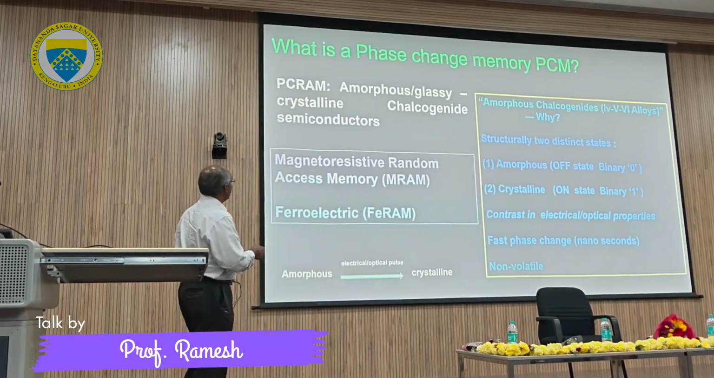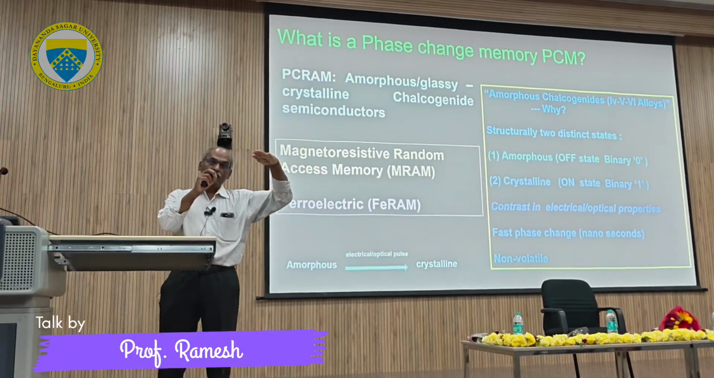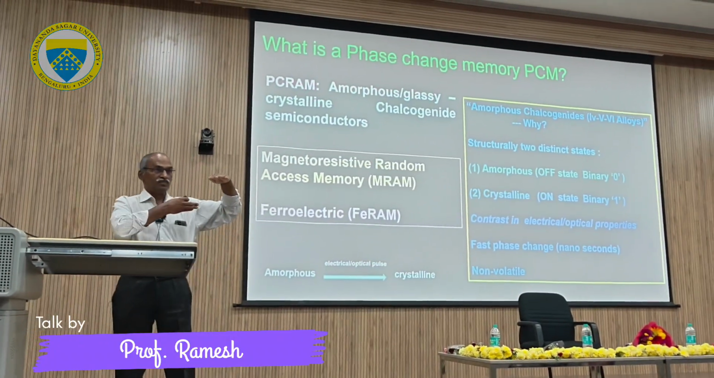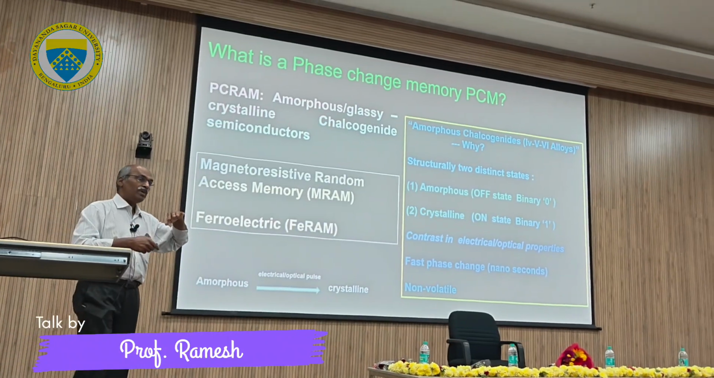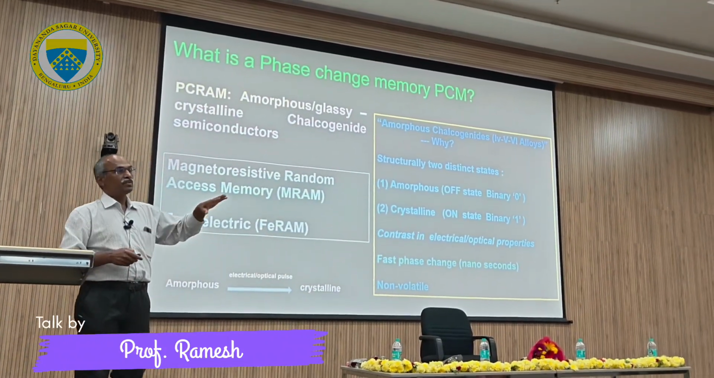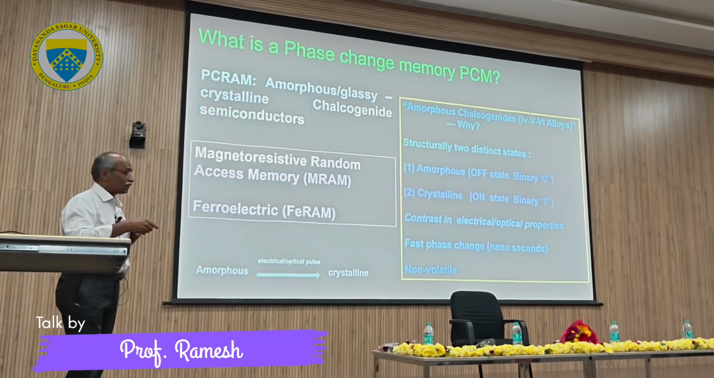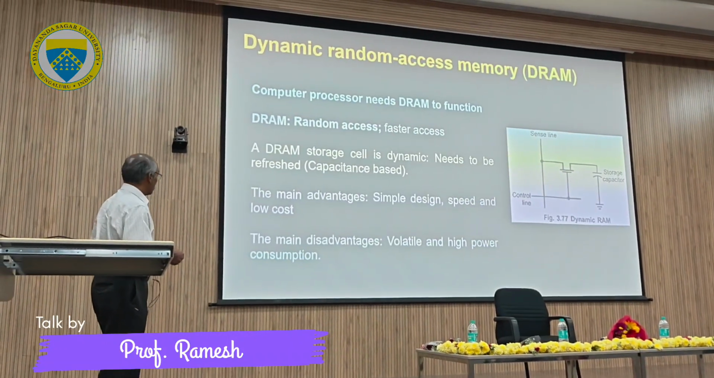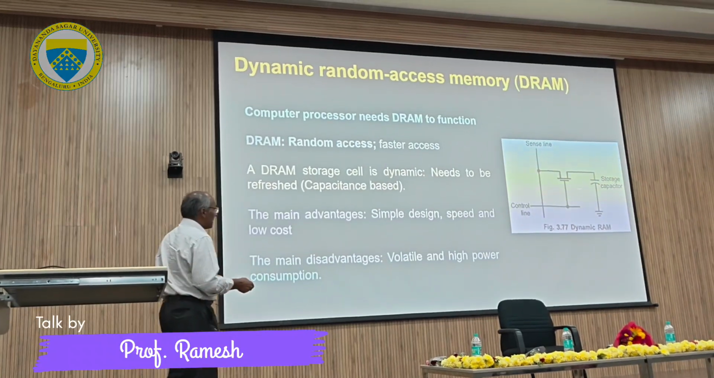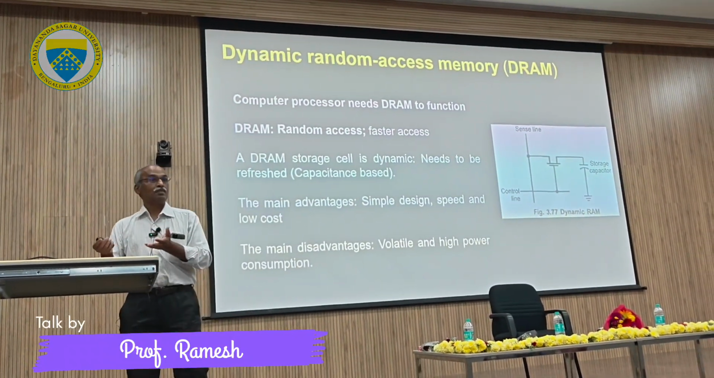So what is the phase change? As we said, you have an amorphous state, you give some optical pulse. CDs and DVDs are all that kind. Now we are looking for electrical memory, right? You give an electrical pulse, you can change the state from amorphous to the crystalline state, right? So that's what we are doing. So why do we have to worry about that? Because this is random access.